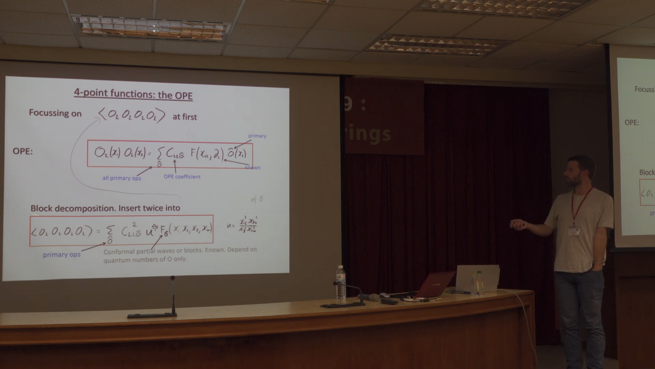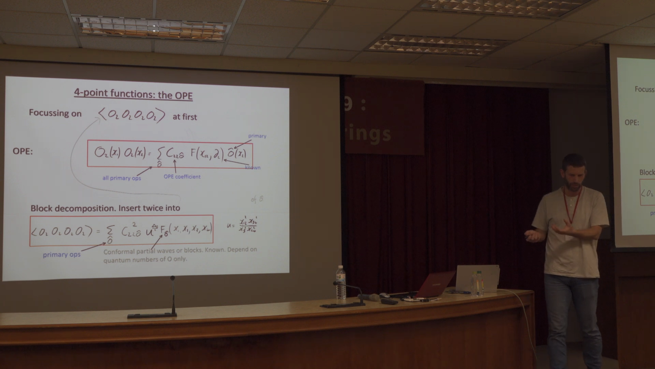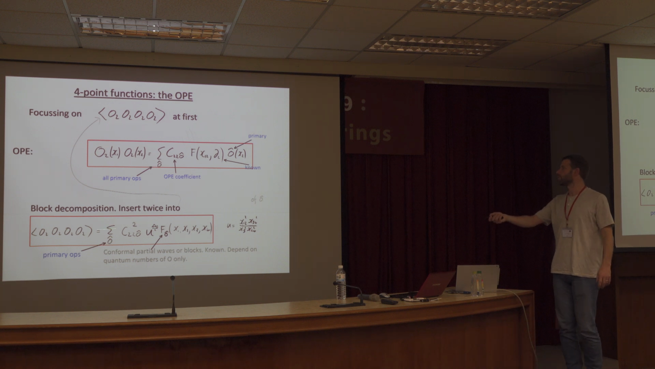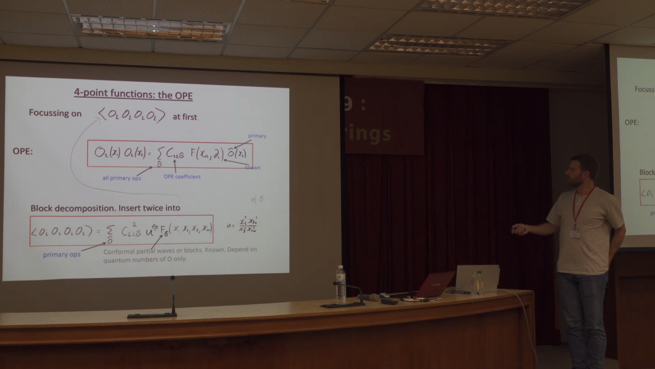So a 4-point function can be written as a sum over primary operators of some coefficients, which are essentially 3-point functions squared, times something called a conformal block. And these are essentially known objects. It's really like a Taylor expansion. You give me a function, and I can Taylor expand it, or you give me a function, I can block expand it, and then read off these coefficients.